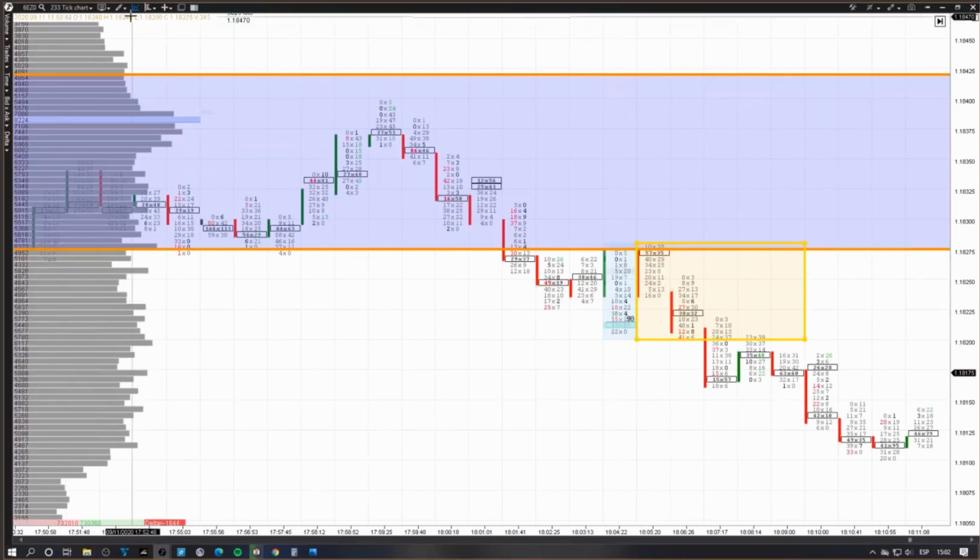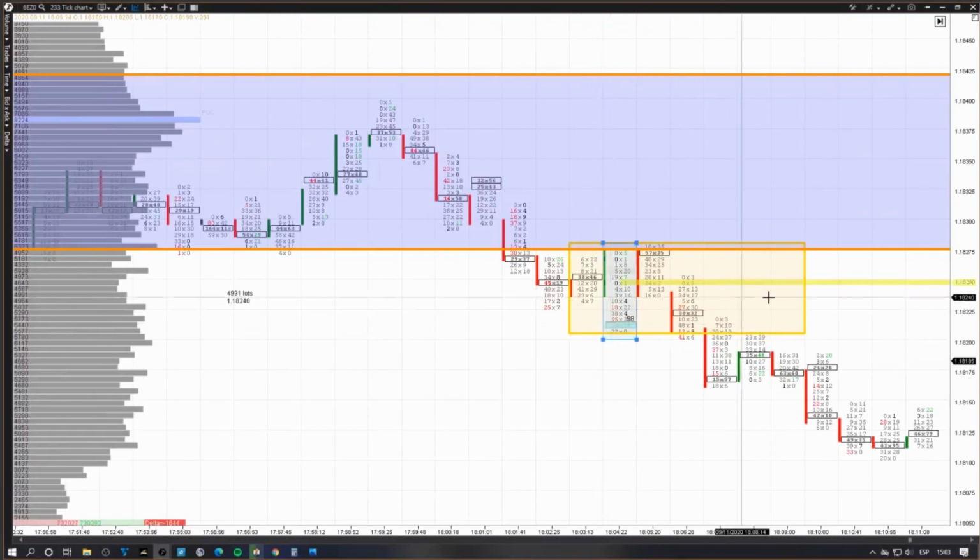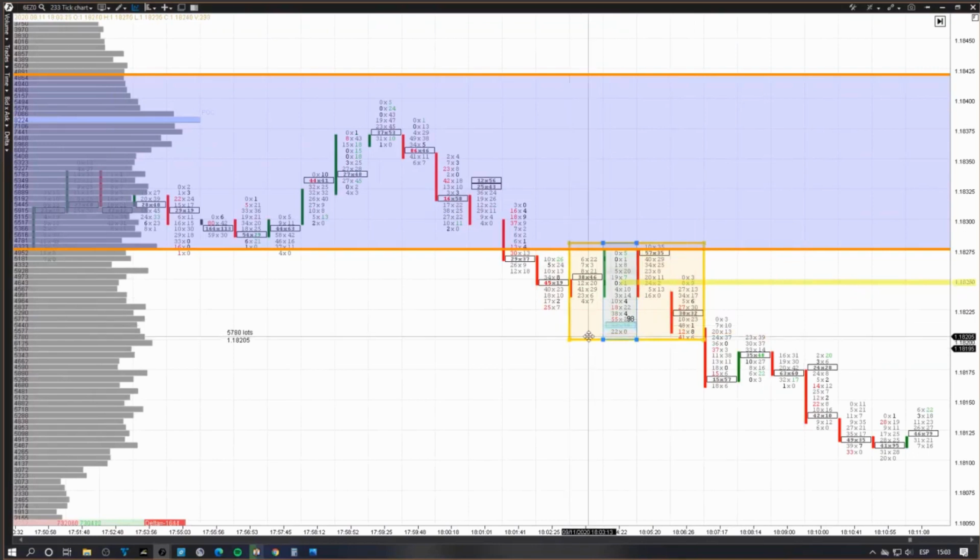What I like to do is highlight that, let's say this 0 by 1. I put a horizontal line right there, and that's where my possible entry is going to be. As you can see, when it breaks down, the price keeps staying below that area. Remember, this was the breakout candle.